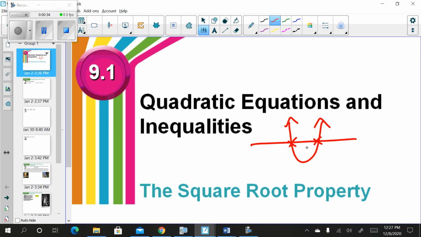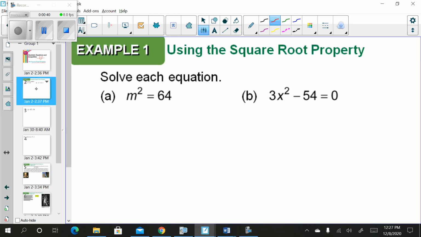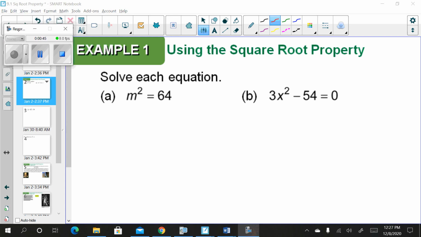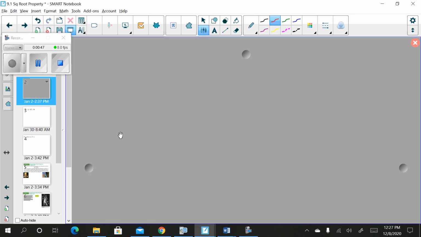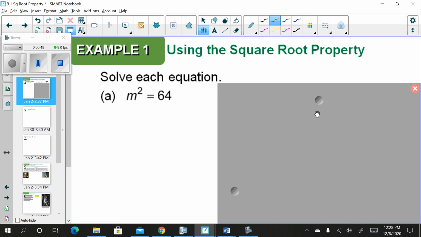So let's take a look at this first method, or first strategy, which is called the square root property, where we can solve an equation just by taking a square root, or the inverse or opposite operation of squaring. So we're going to take a look at that strategy first in this section 9.1. So I'm going to go ahead and cover this up so we can focus our attention.